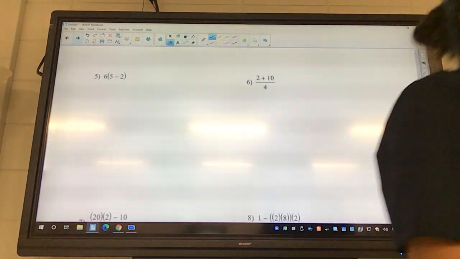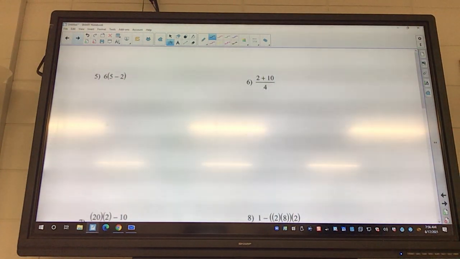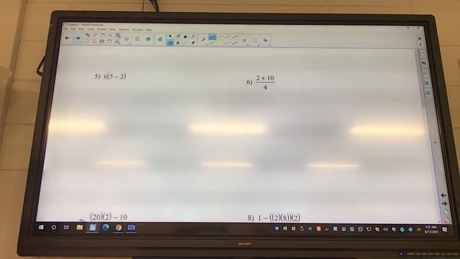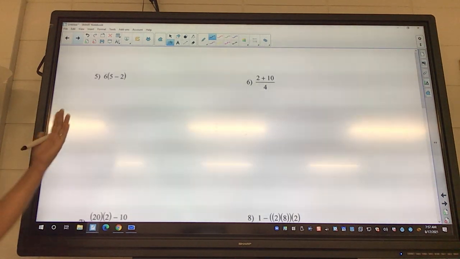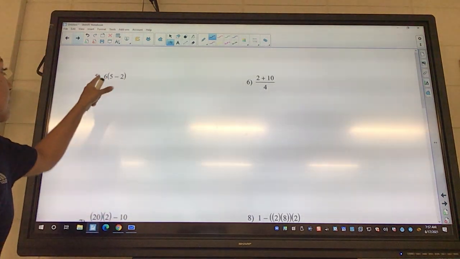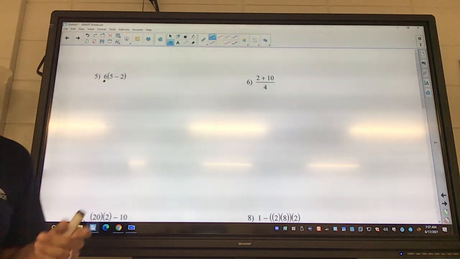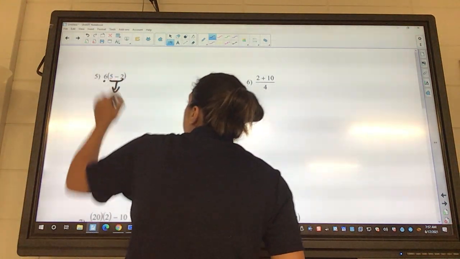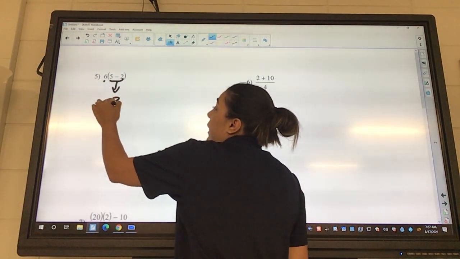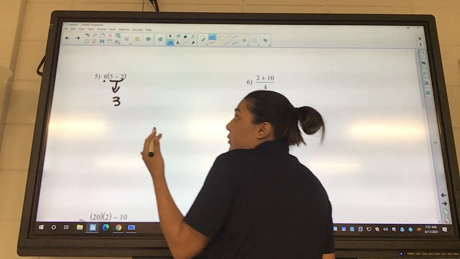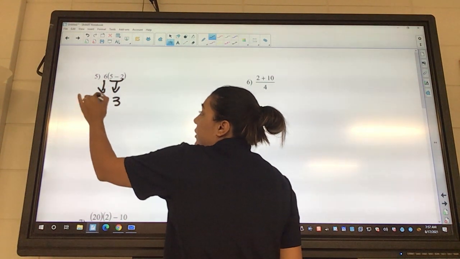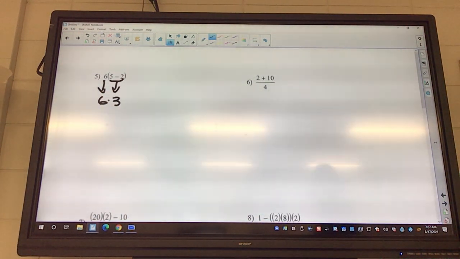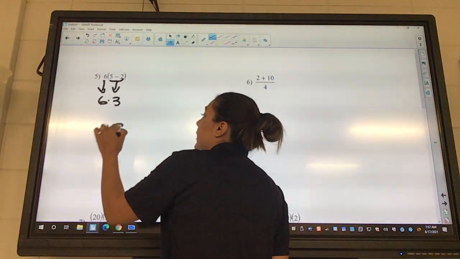Okay, look at 5. What do we do first? We do the parentheses first. Okay? But there is multiplication in here. When two things are right next to each other, like this 6 and then right next to the parentheses, that means multiply. But we have to do the parentheses first. So if we do the parentheses, 5 minus 2, what are you going to get? 3. You could put the parentheses or not, but you still have this 6 right next to it, and so that means multiply. So it's really going to be 6 times 3, which is going to be 18.